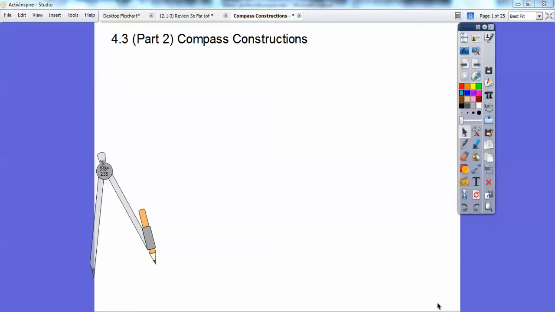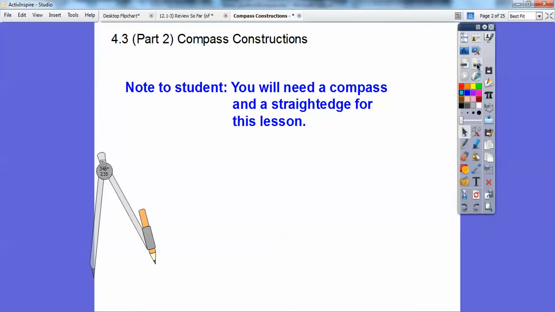Okay, guys, this lesson is on constructions using a compass. A note to the students, you're going to need a compass and a straight edge to complete this lesson. So if you don't have one, please get one, you guys. Otherwise, this lesson is impossible.